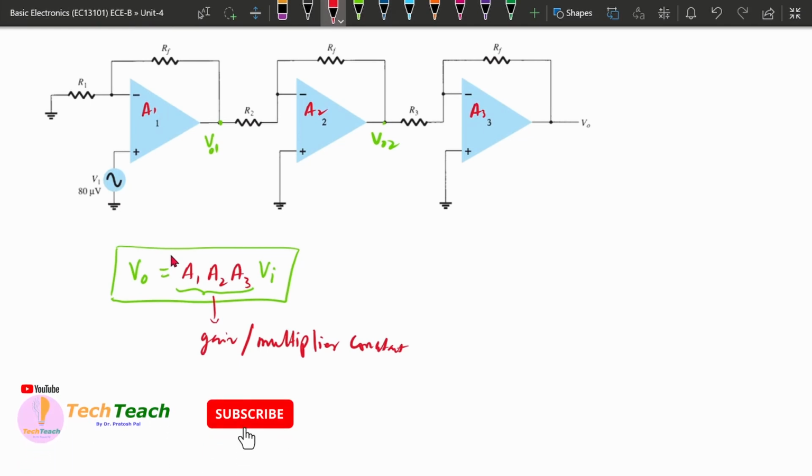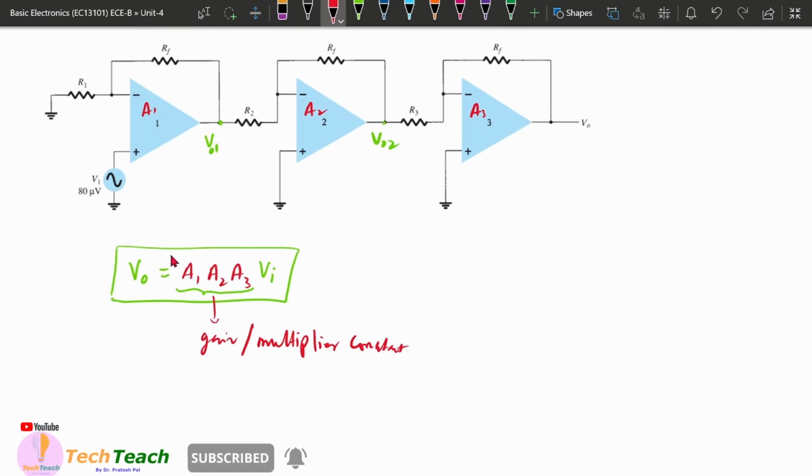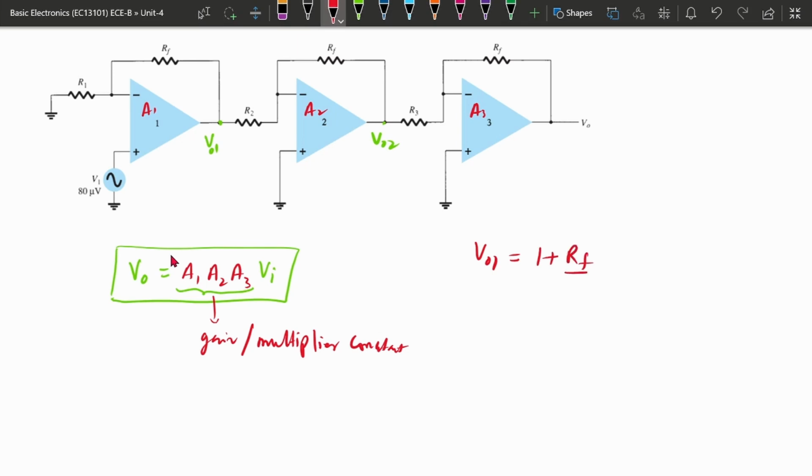So this is one of the amplifiers. If we find out V01, here the feedback is connected to the inverting terminal, and the input is connected to the non-inverting terminal. If the input is connected to the non-inverting terminal, the output will be as in the non-inverting case. So it will be 1 plus Rf by R1 multiplied by the V input. So this will be V01.